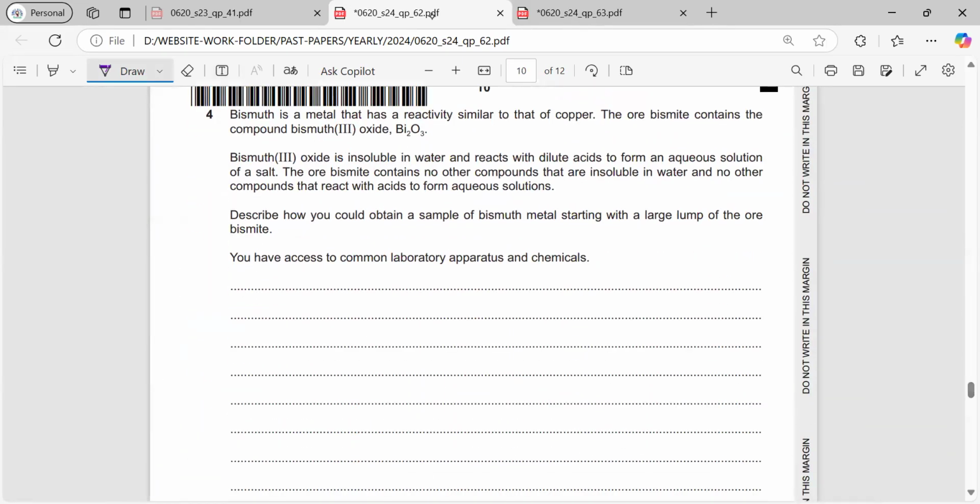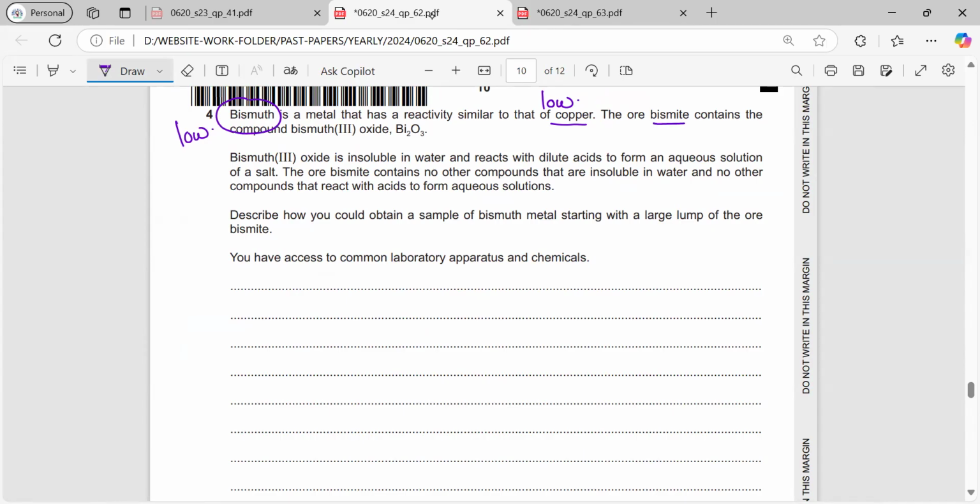Next, we have question number 4. Bismuth is a metal that has reactivity similar to that of copper. So it means it is low reactive, as copper is also low reactive. So if bismuth has a reactivity similar to copper, it means bismuth is also low reactive.